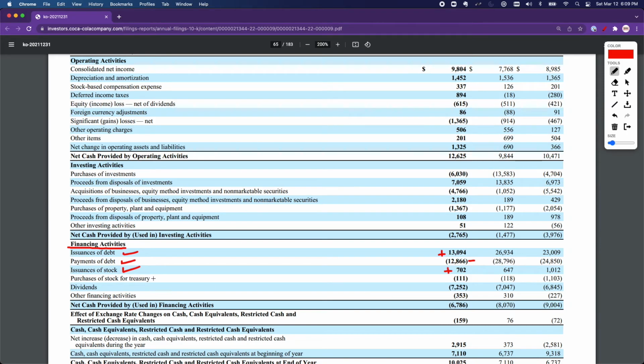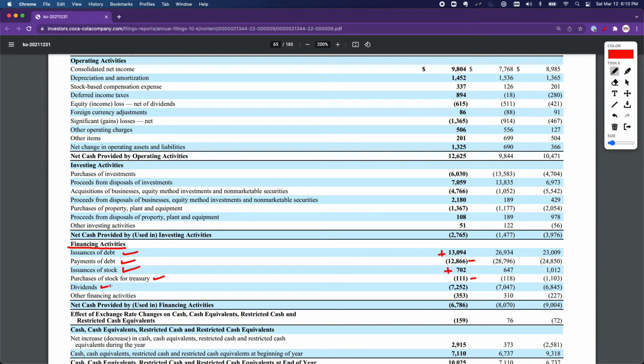Here they also bought some stock for treasury. So these are things like share buybacks or stock buybacks, when Coca-Cola buys back some of their own stock. So they spent $111 million buying stock back for the treasury.